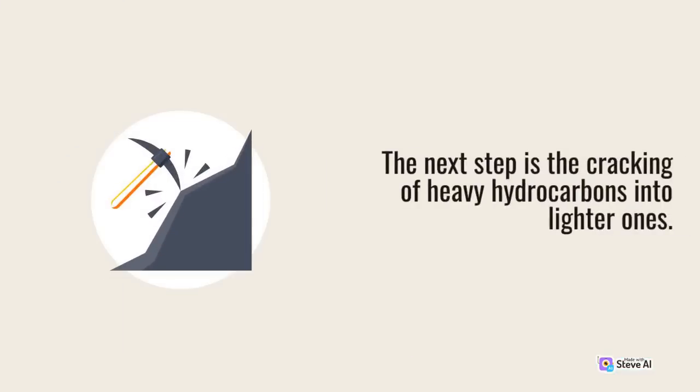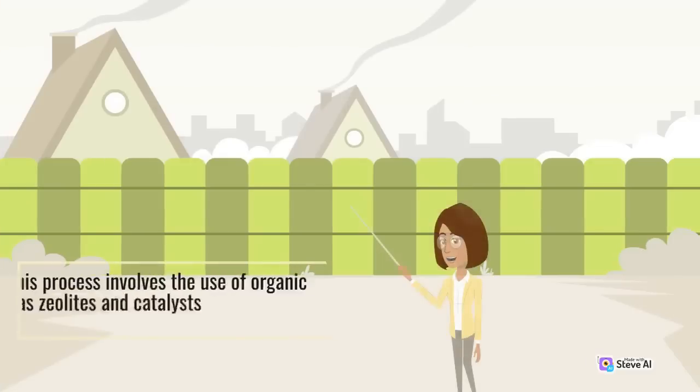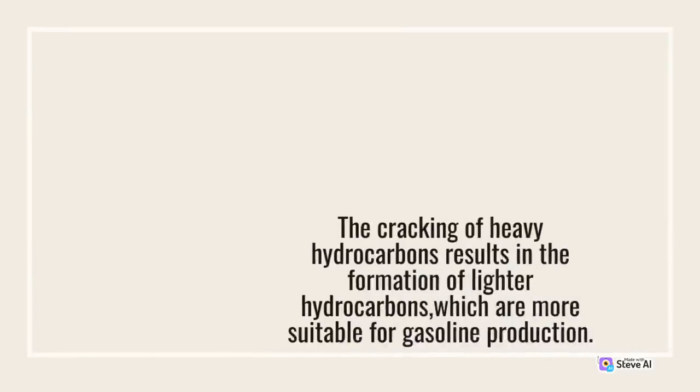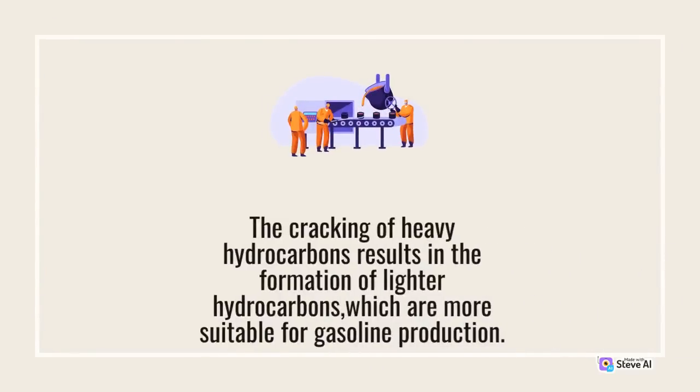The next step is the cracking of heavy hydrocarbons into lighter ones. This process involves the use of organic compounds such as zeolites and catalysts such as platinum and palladium. The cracking of heavy hydrocarbons results in the formation of lighter hydrocarbons, which are more suitable for gasoline production.